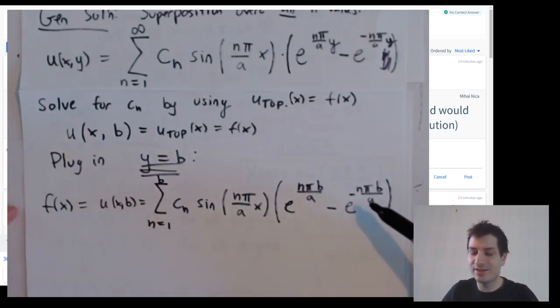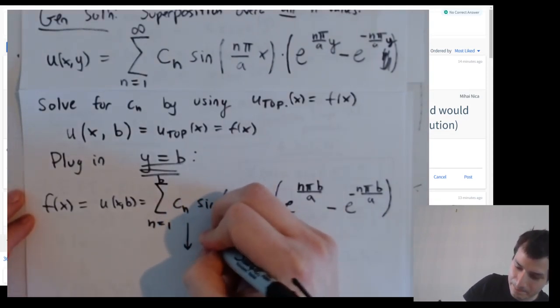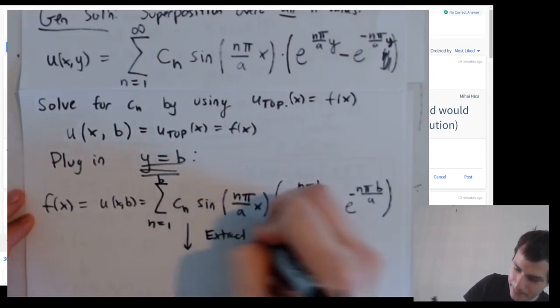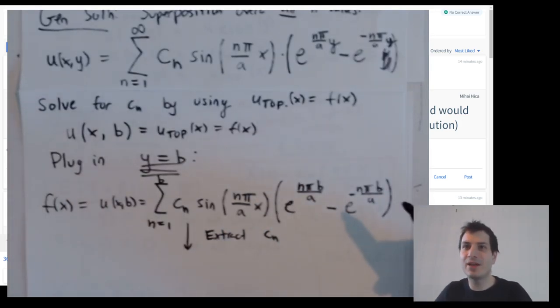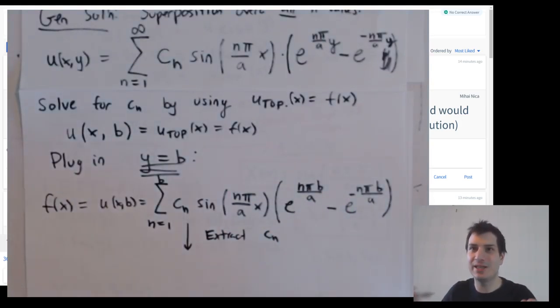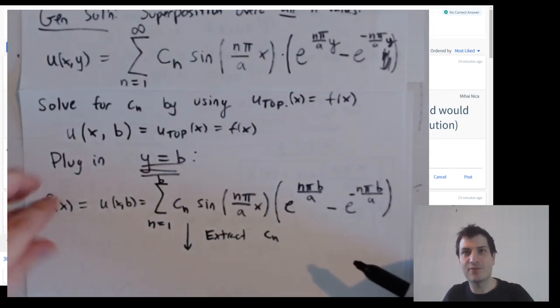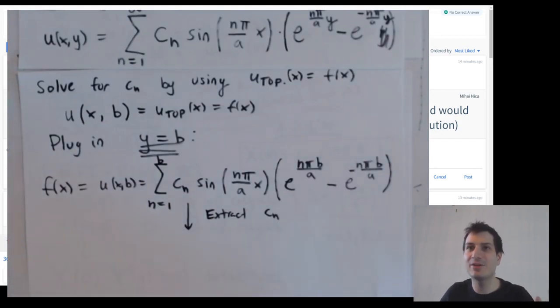Okay, so this is the equation. Now it's just Fourier series. You have to extract the coefficient Cn. So extract. This is another fundamental PDE skill that you have to have. Some people like to do it with Fourier series. They just think of the Fourier series for f matching something. I do it with inner products.